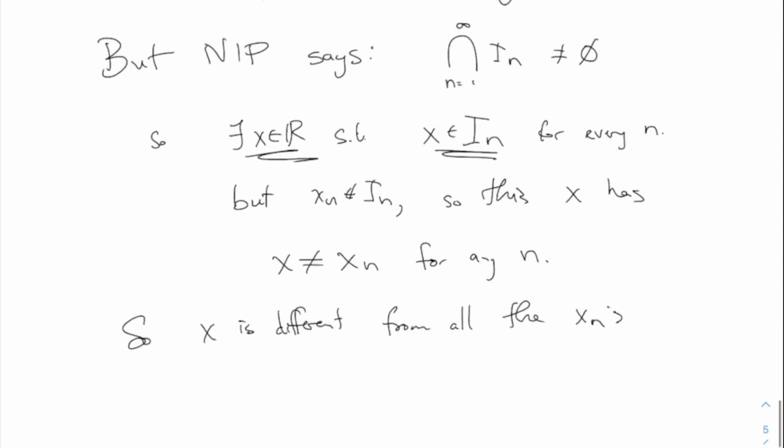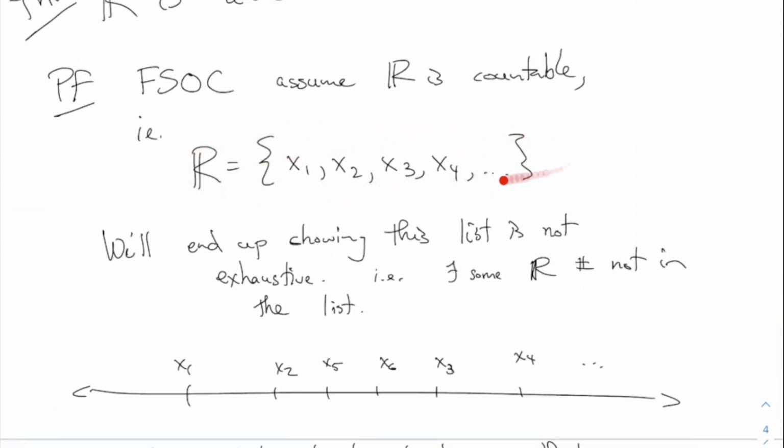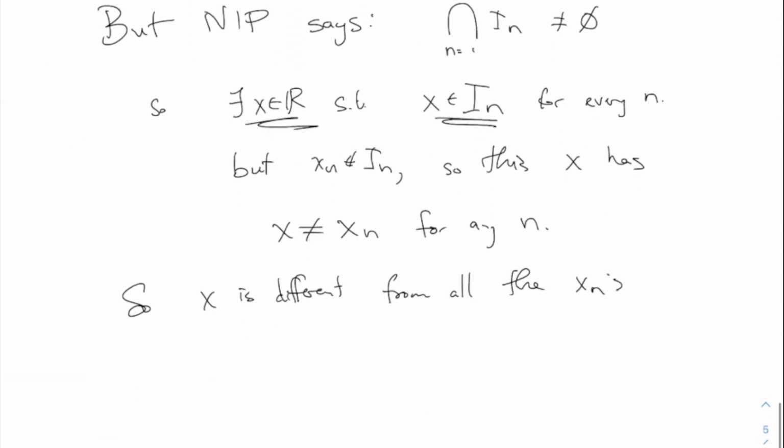But remember, we began with the xn's making up all real numbers. That's the contradiction, right? The list is supposed to include every single number, but in the end we found another real number, which is different from everything in the list. So it means your list did not actually include every real number. That's the contradiction.